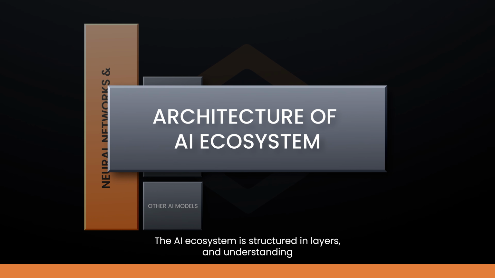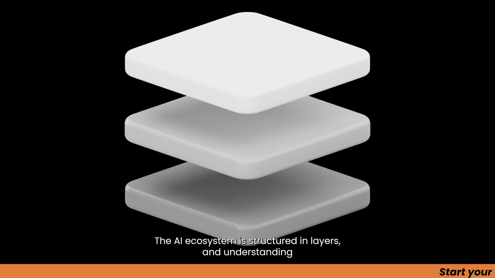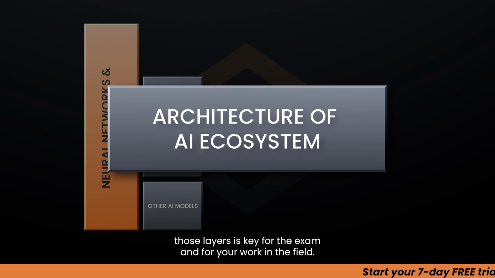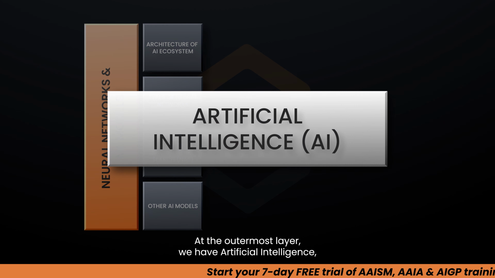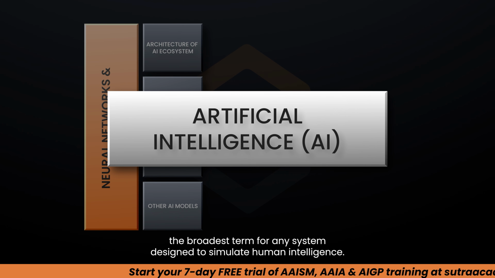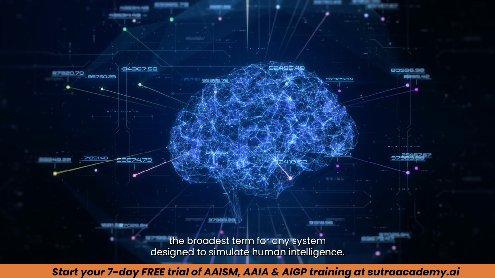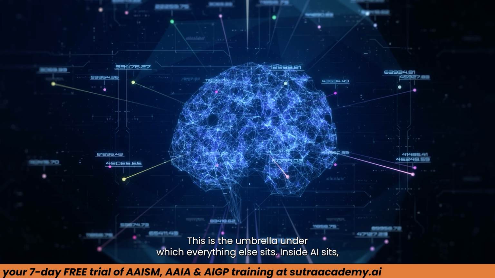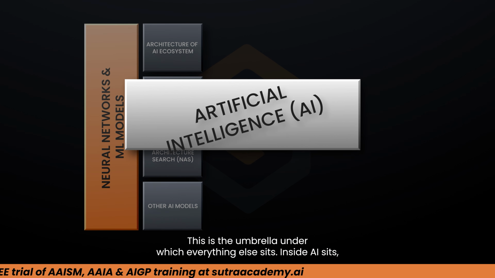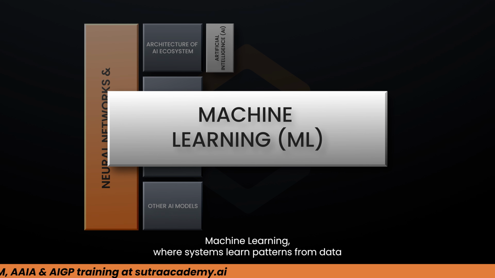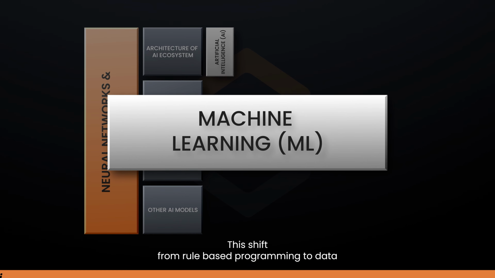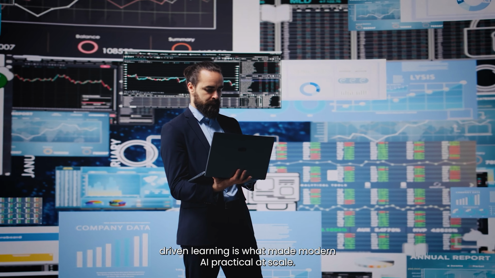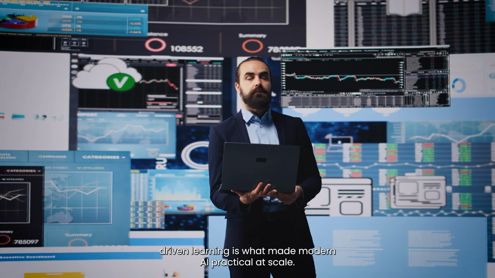The AI ecosystem is structured in layers, and understanding those layers is key for the exam and for your work in the field. At the outermost layer, we have artificial intelligence, the broadest term for any system designed to simulate human intelligence. This is the umbrella under which everything else sits. Inside AI sits machine learning, where systems learn patterns from data rather than being explicitly programmed with rules. This shift from rule-based programming to data-driven learning is what made modern AI practical at scale.